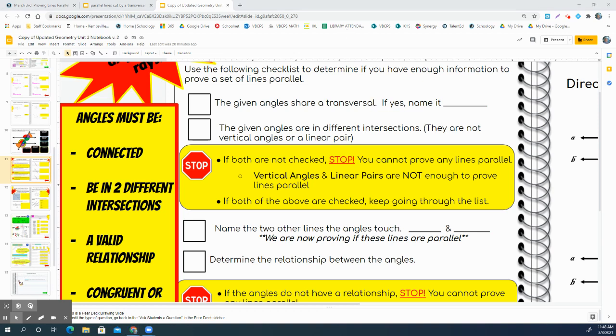Hello. We're going to use it as a checklist. So the first thing we're going to look at is, do the angles share a transversal? So do the lines share a transversal?